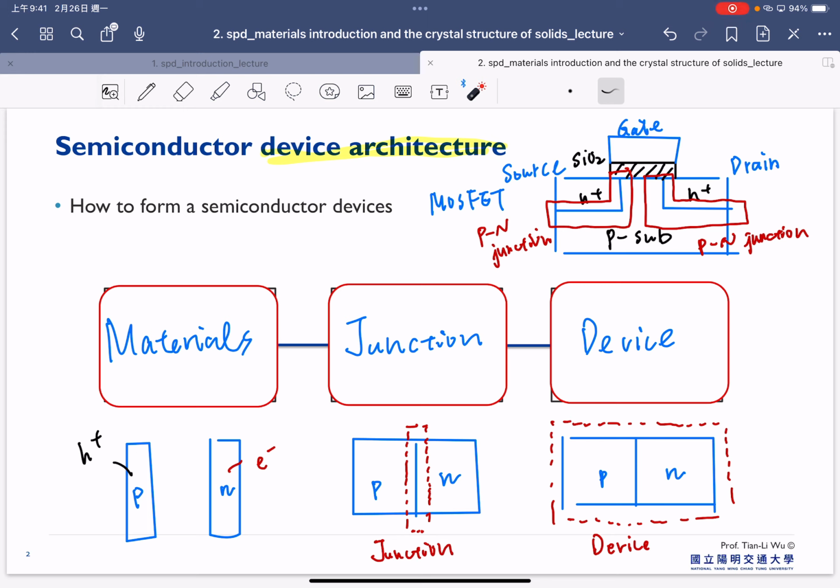So that's the basics. The structure, that is, how to form a device. We will start by talking about the materials, and later on we put two materials together, and that will become the junction. After we understand the junction, we'll move on to the device, and the course will also be organized in this way. So that means in the later part, we will start to introduce the materials.